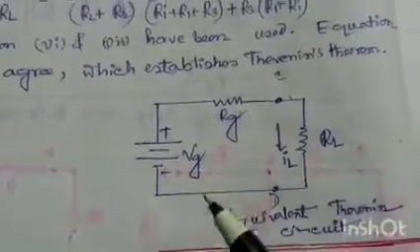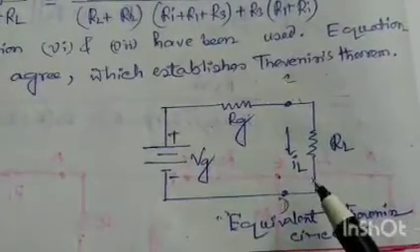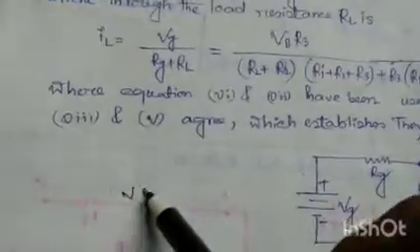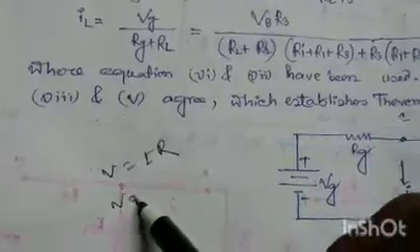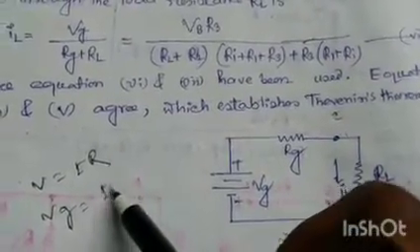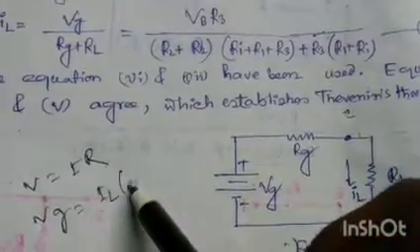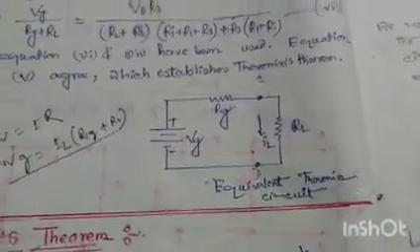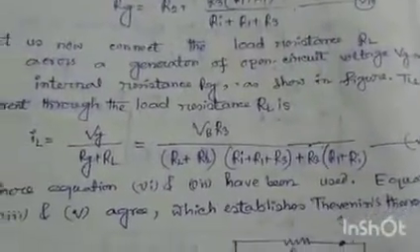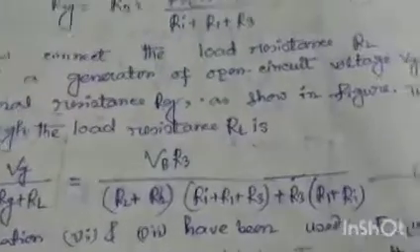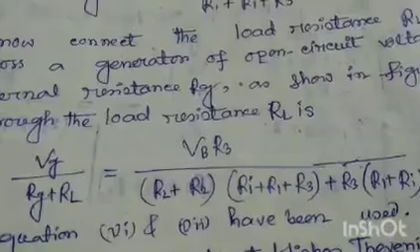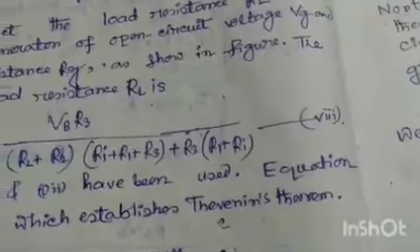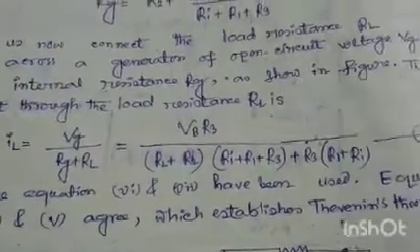So IL equals to Vg by Rg plus RL. Using Ohm's law, V equals to IR. So Vg equals to I, here is IL, R is Rg plus RL. So after rearranging, IL equals to Vg by Rg plus RL. So putting the value of Vg and Rg, we get this equation 8. This is the load current IL.